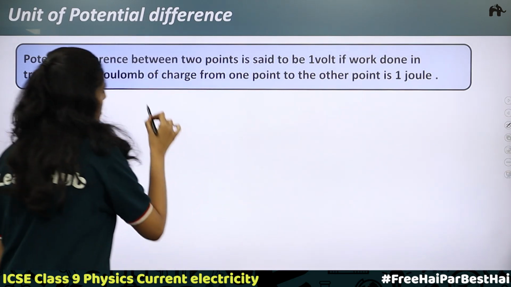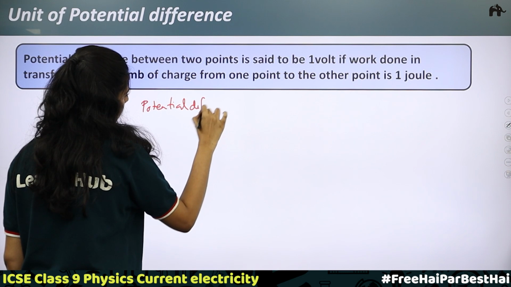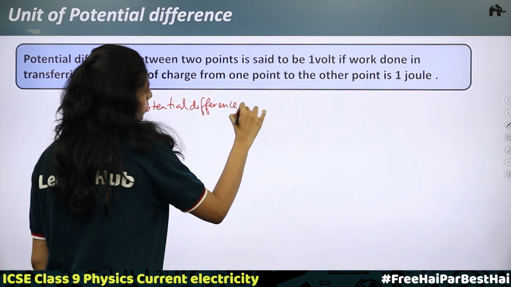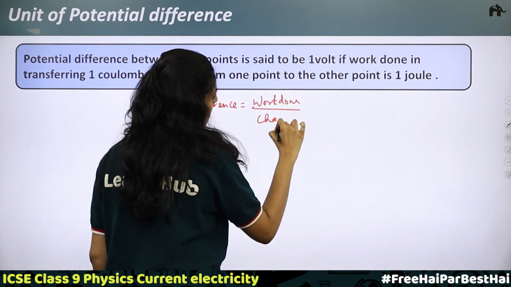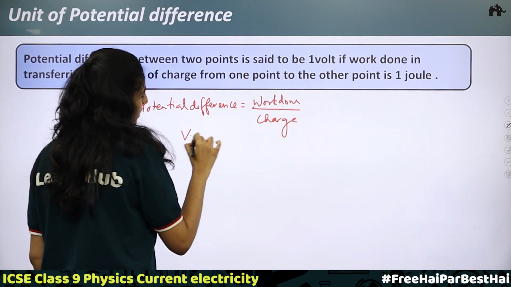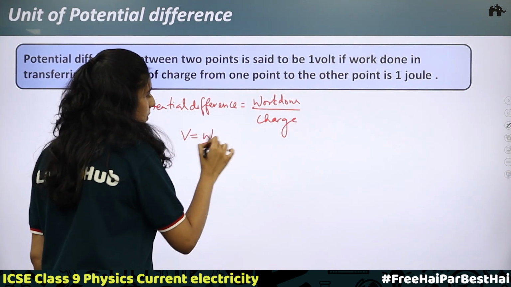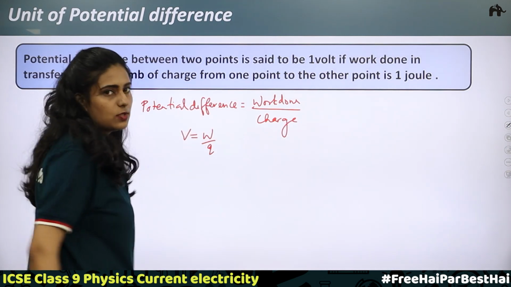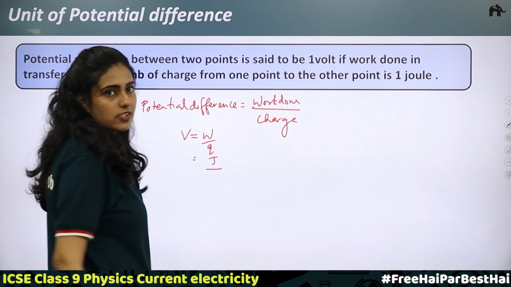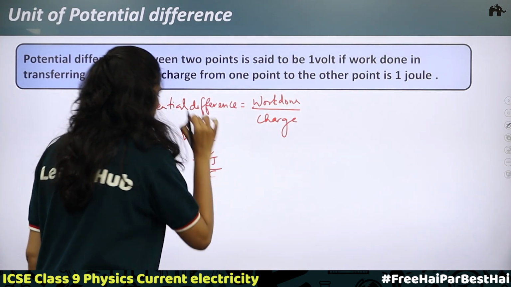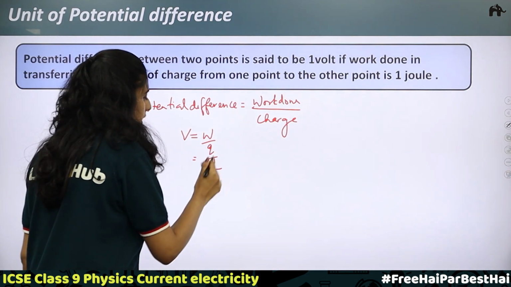So, the potential difference relation: potential difference is equal to work done divided by charge. V is equal to W divided by Q. What is W? W is work done. What is the unit of work done? Joules, J. What about the unit of charge? The unit of charge is coulomb. So, the unit of potential difference is joule per coulomb.